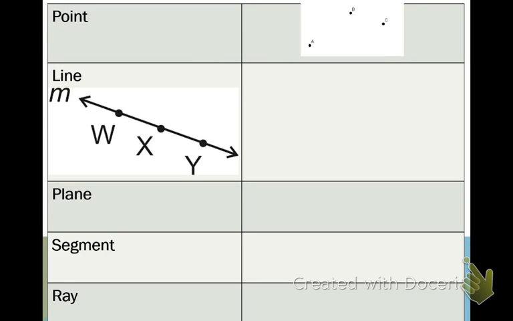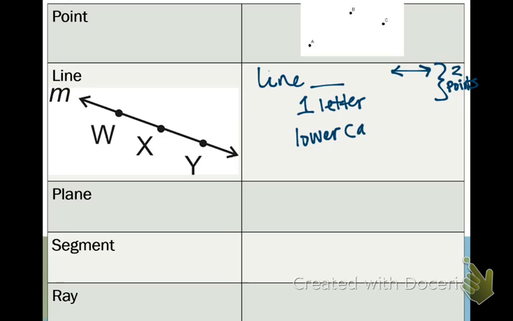A line. There are so many ways to name a line. You can use the word line, or you can use the symbol, but if you use the symbol, you have to use 2 points on that line. If you use the word line, you get 1 letter, and it's the lowercase letter. Alright, so if you look at our picture, the only lowercase letter that I see would be this M. So this would be called line M.